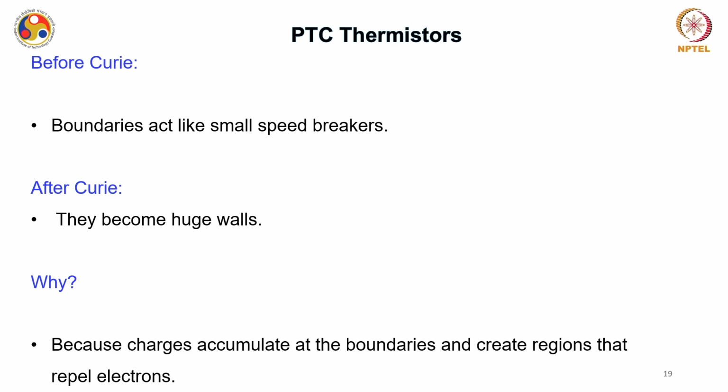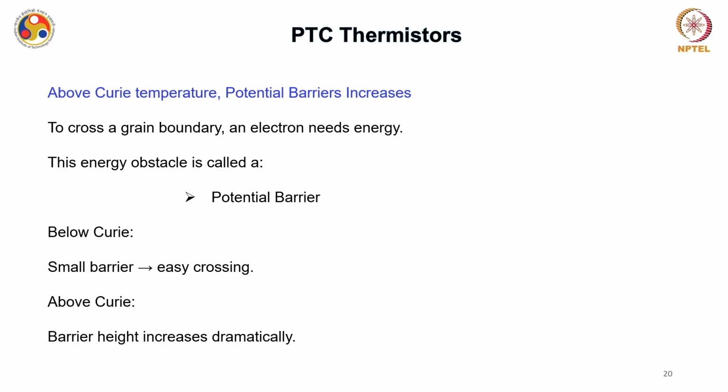This is because charge accumulates at the boundaries and creates regions which repel the electrons at the grain boundaries. So above the Curie temperature, the potential barriers increase. To cross a grain boundary, an electron needs energy, and this energy obstacle is called a potential barrier. You can understand this barrier very simply. You can connect it to the potential barrier that you have seen in the case of a PN junction or any other junctions.